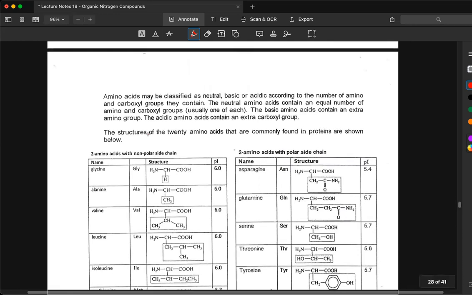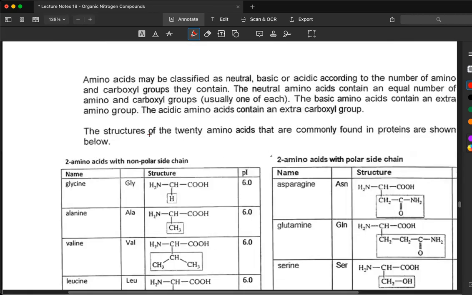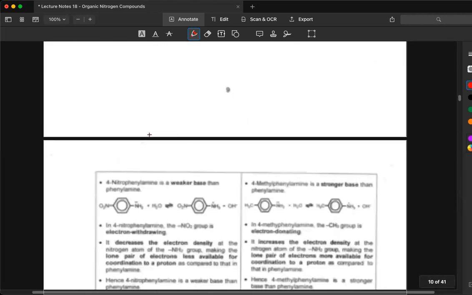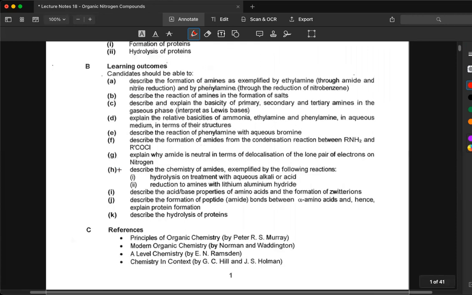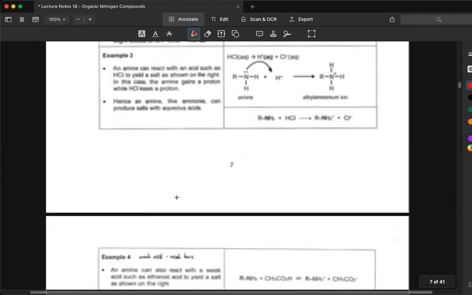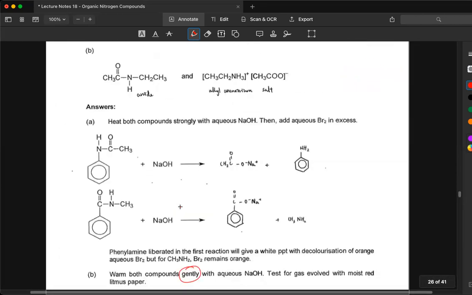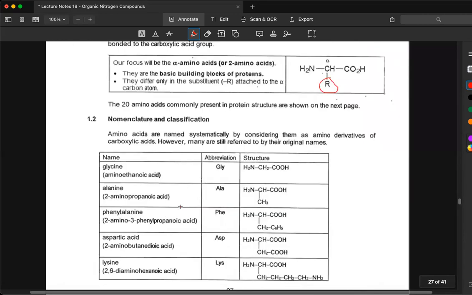Amino acids may be classified as either neutral, basic, or acidic according to the number of amino and carboxyl groups they contain. For amino acids, you don't have to memorize every single amino acid, but you need to understand how to name them. The understanding is more important than memorizing for the amino acid part. There are quite a lot of concepts here to be covered.